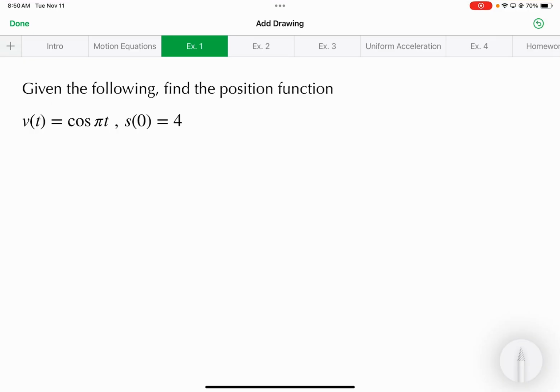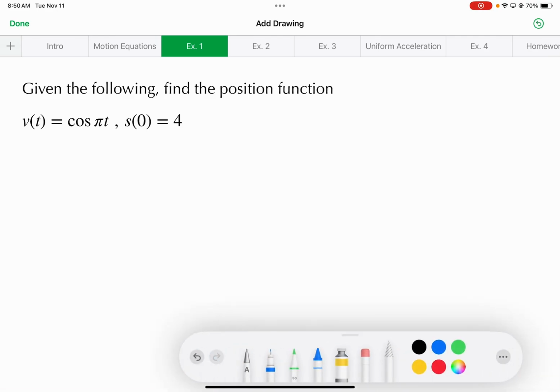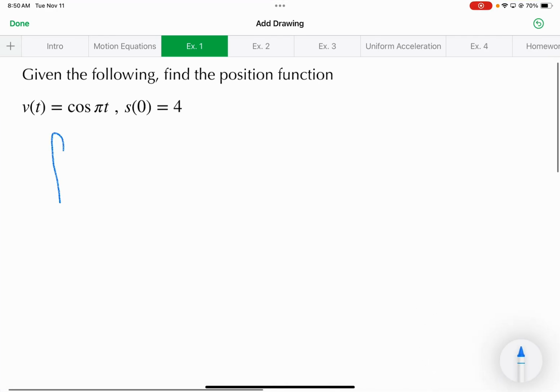All right, so let's start basic. This is our velocity function, v of t equals cosine pi t, and then we have the initial condition that s of 0 is equal to 4, okay? So what I want to do is find position. So I need to take the antiderivative of my velocity function in order to find what my position function is. So s of t is going to be the antiderivative of v of t. I can write that if I really want to be exact.